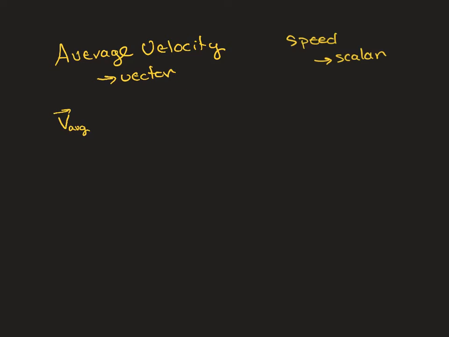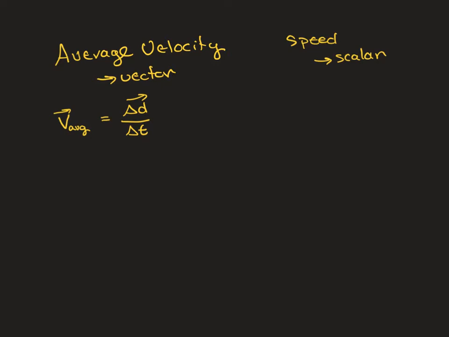So the velocity is not necessarily going to be constant as the object travels from point A to point B. And velocity is defined as the displacement over the change in time. So you're going to take your final position minus your initial position divided by time final minus time initial.